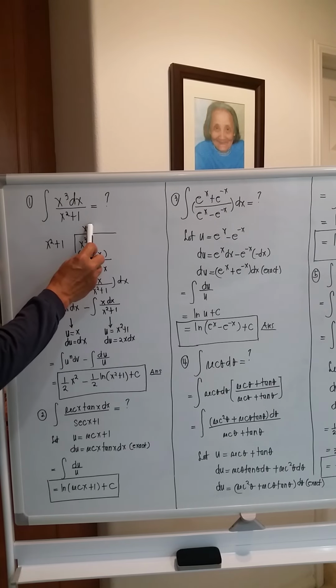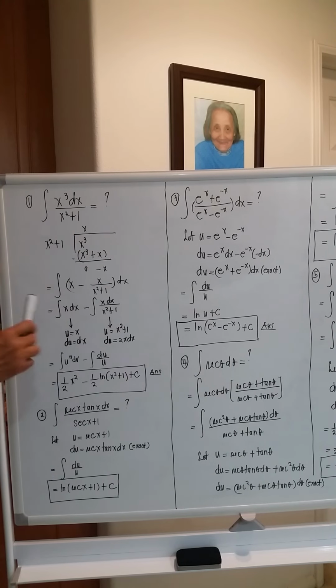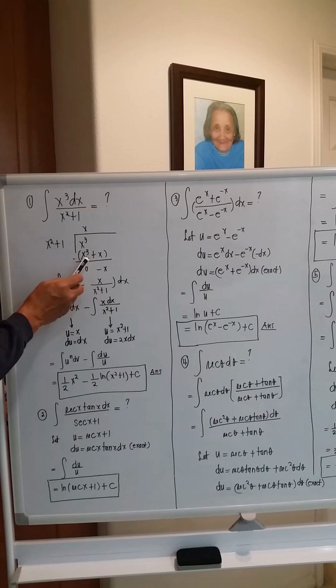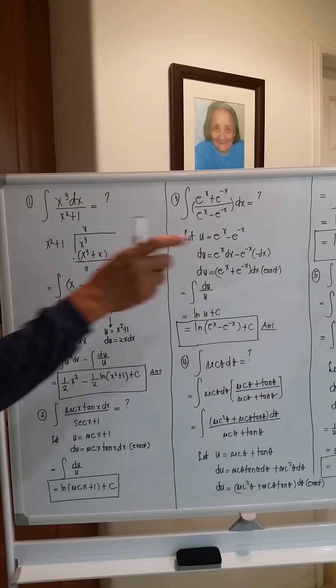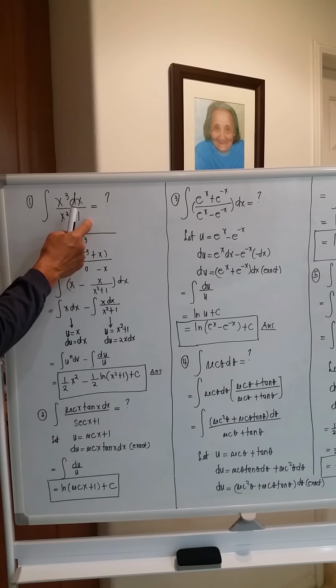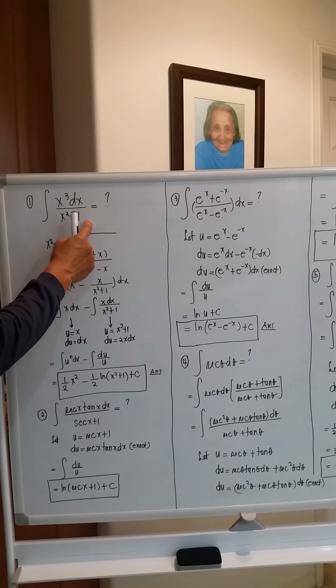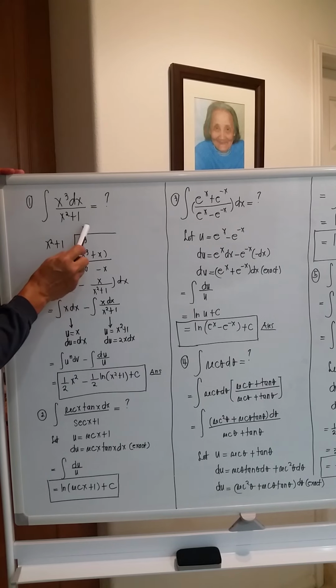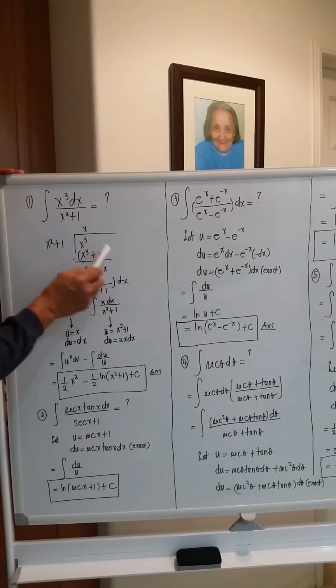The first term here will be x. Why x? Because if we multiply x by x squared, it will become x cubed, right? And if we subtract, it should become 0. So the first term of the answer for the resulting division will be x. X times x squared is x cubed. X times 1 is plus x.